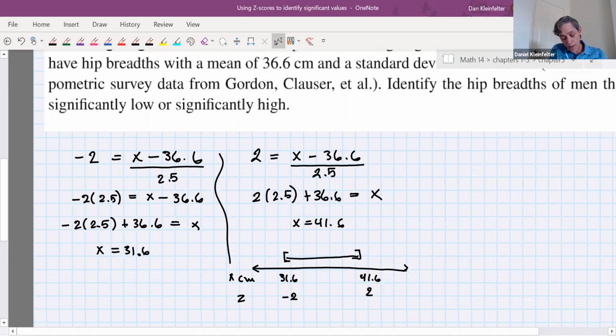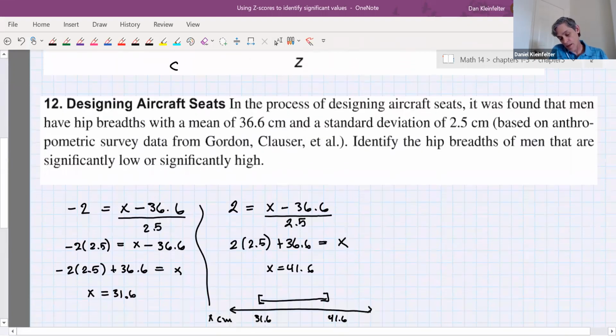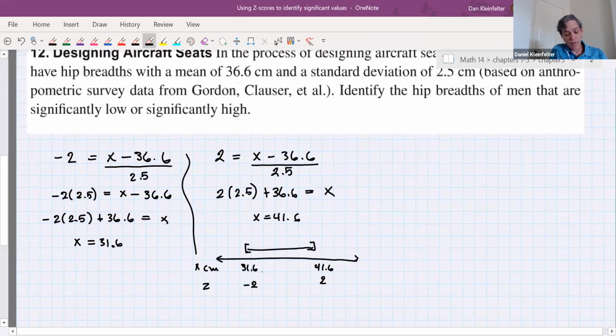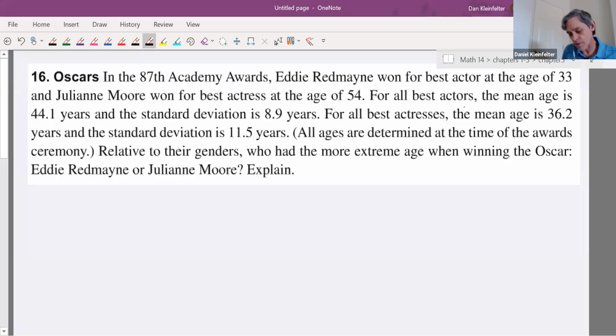So we saw with the empirical rule that assuming that these values are normally distributed, about 95% of males have hip breadths in this interval between 31.6 and 41.6 centimeters. All right, so here's another example. This one's kind of long, so take your time to read it.